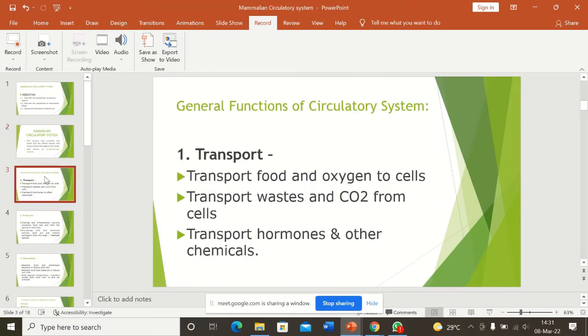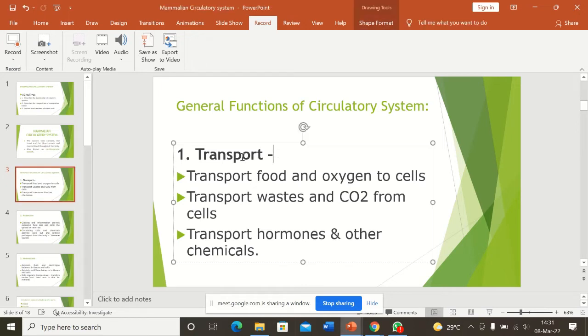Let's check the general functions of the circulatory system. Function number 1 is transport. The circulatory system transports food and oxygen to all cells. It also transports waste and CO2 from the cells to the organs where they can be excreted out of the body. The mammalian circulatory system also transports hormones and other chemicals.